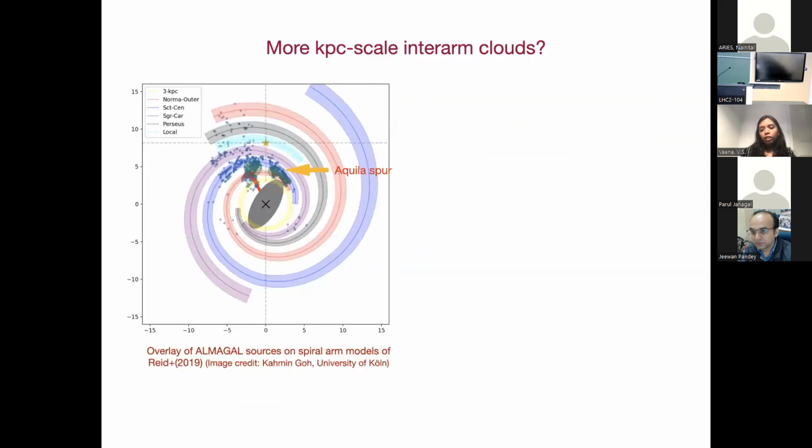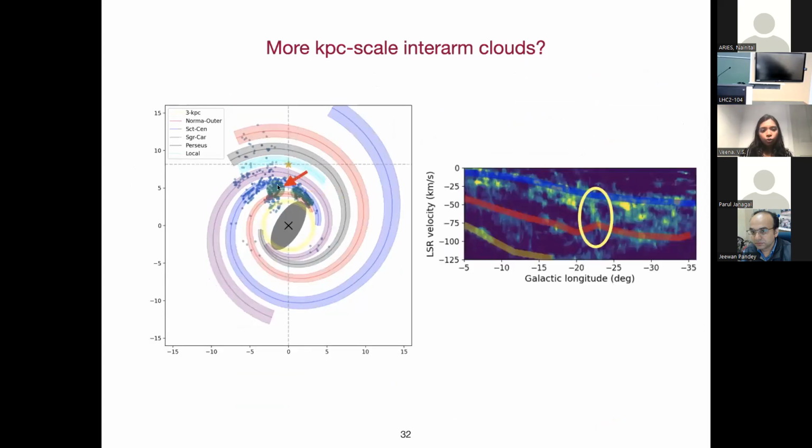Are there more kiloparsec inter-arm clouds? If we look at the distribution of high mass cores in the galaxy, we see some density enhancements in the inter-arm region. This one corresponds to the Gangotri wave, and this enhancement is already an identified spur, known as the Aquila spur. But apart from that, we also see an enhancement between the Scutum and Norma arms.